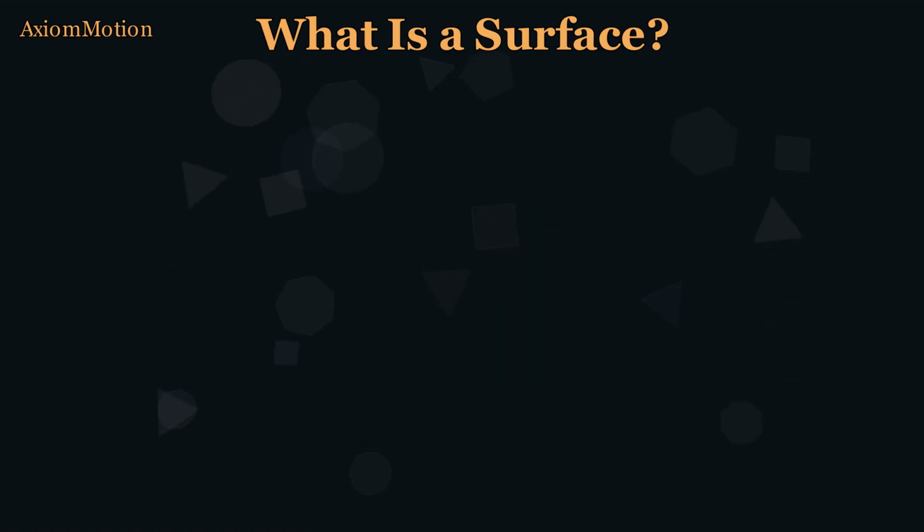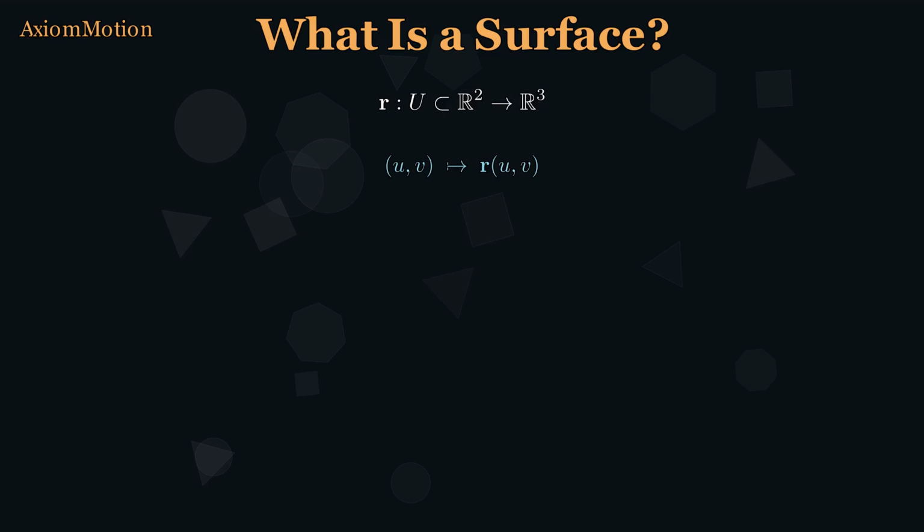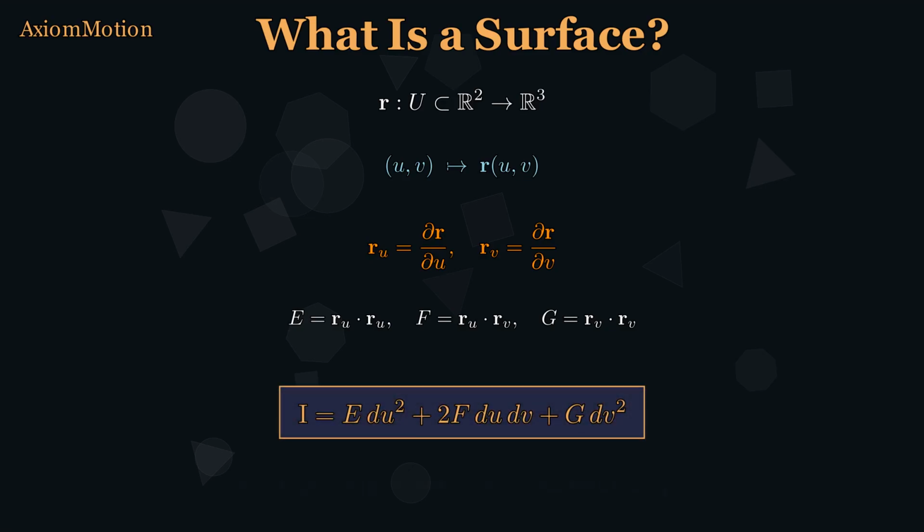A smooth surface is the image of a map r from a flat patch in the uv plane into three-dimensional space. At every point, the partial derivatives r sub u and r sub v span the tangent plane. Now, to measure distances on the surface, take the dot product of tangent vectors with themselves. E equals r sub u dot r sub u, F equals r sub u dot r sub v, G equals r sub v dot r sub v. These three numbers give you the first fundamental form. Arc length, angles, areas, everything intrinsic, flows from E, F, and G.